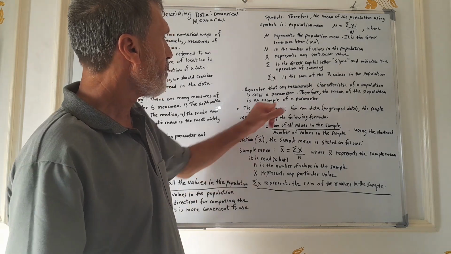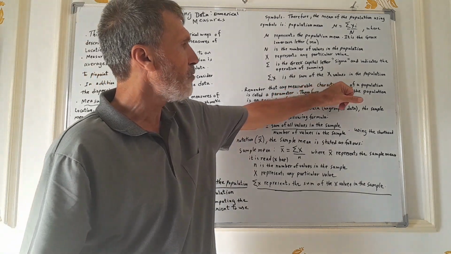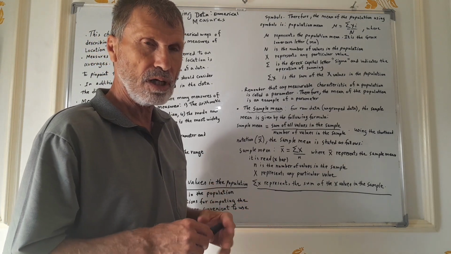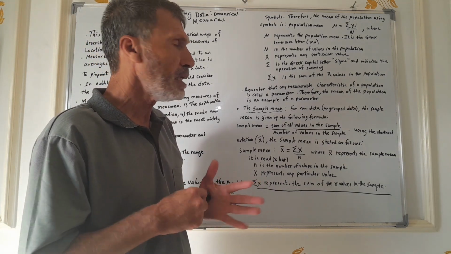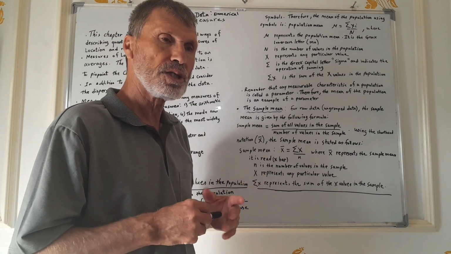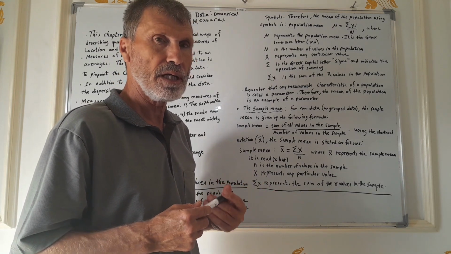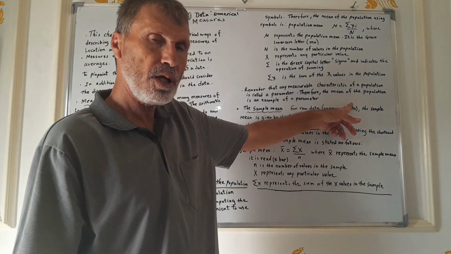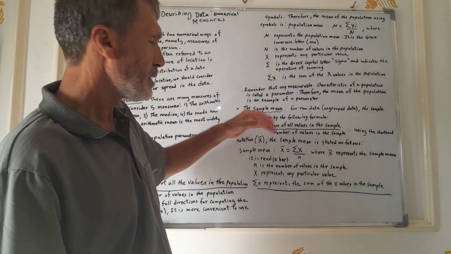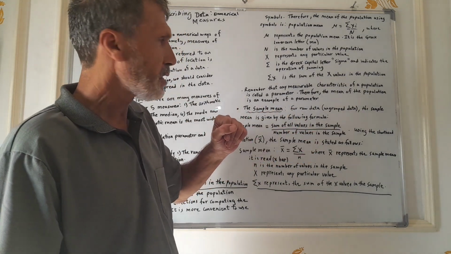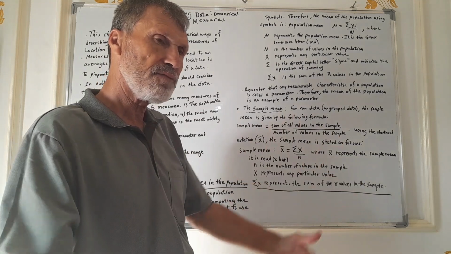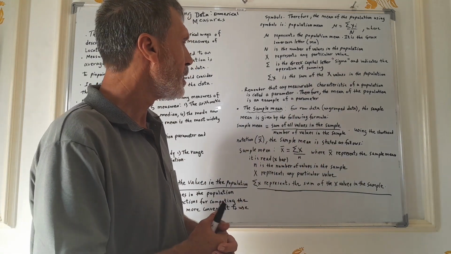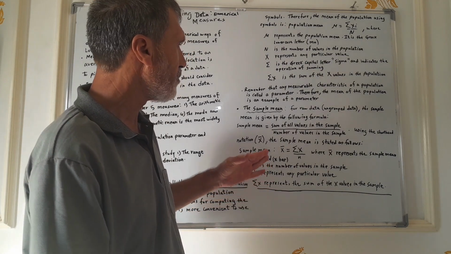and you put this notation to indicate the population mean. Remember that any measurable characteristic of a population is called a parameter. Therefore, the mean of the population is a parameter. It's an example of a parameter. Okay? Same thing, the standard deviation of the population or the variance of the population are examples of a parameter.